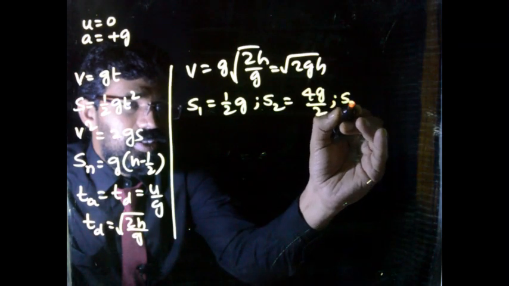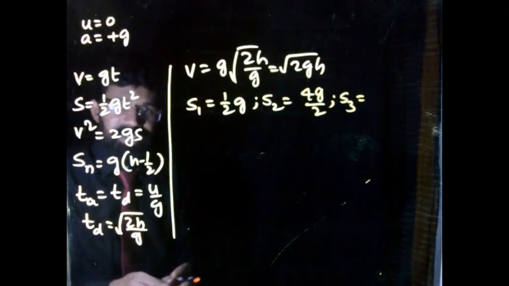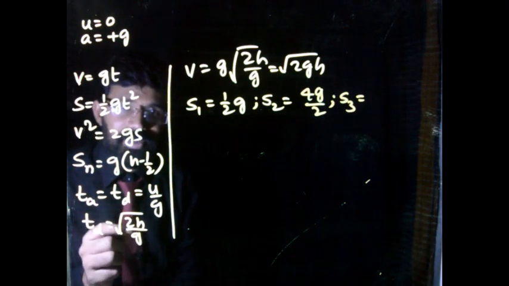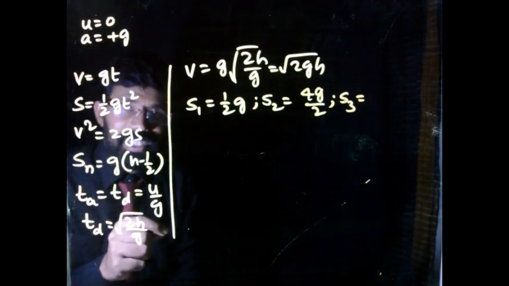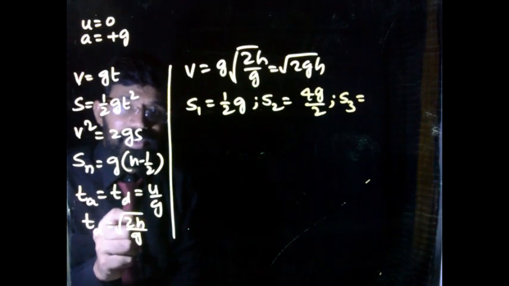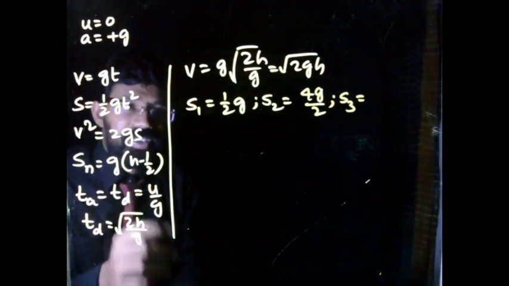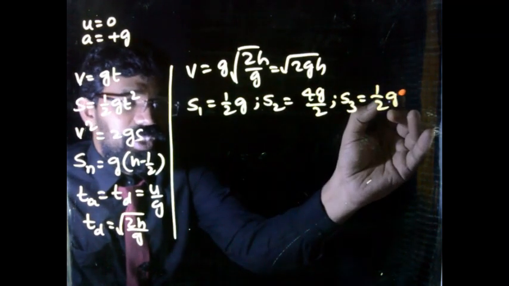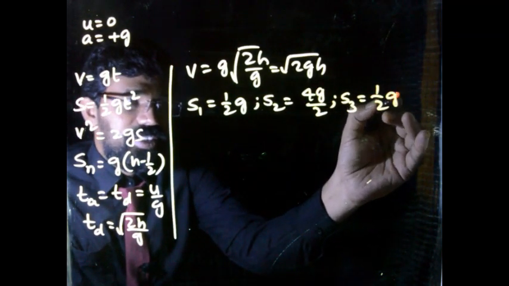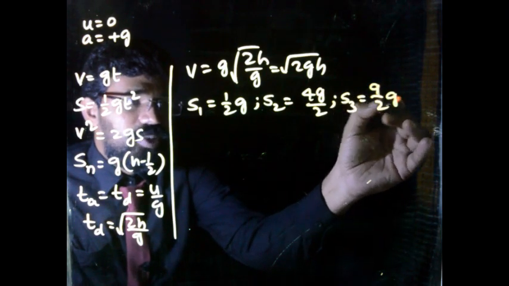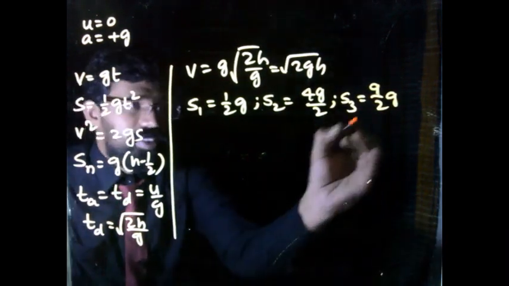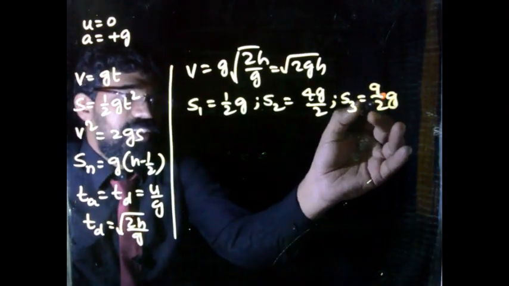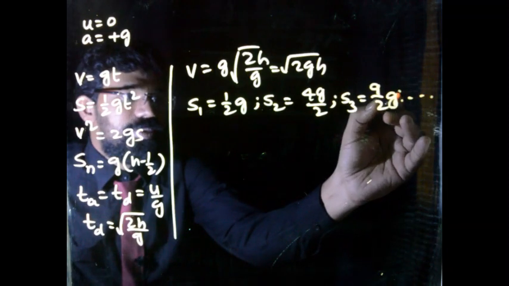So let us go with S3. S3 is what? Distance covered by the body in 3 seconds. I'm telling you, students, again, I'm not talking about the distance covered by the body in the 3rd second. I'm talking about the distance covered by the body in 3 seconds. Okay, so S3 is equal to half g into 3 square. 3 square is what? 9, isn't it? So you can write 9 here. So 9 by 2 into g. Okay, so these things appear to be the same. So 9g by 2 and so on.